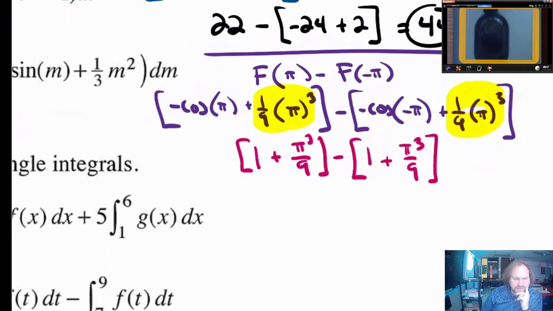The answer does not say 0 if I'm looking at the answer key here. Hang on, let me think about this for a minute. Negative cosine of pi.